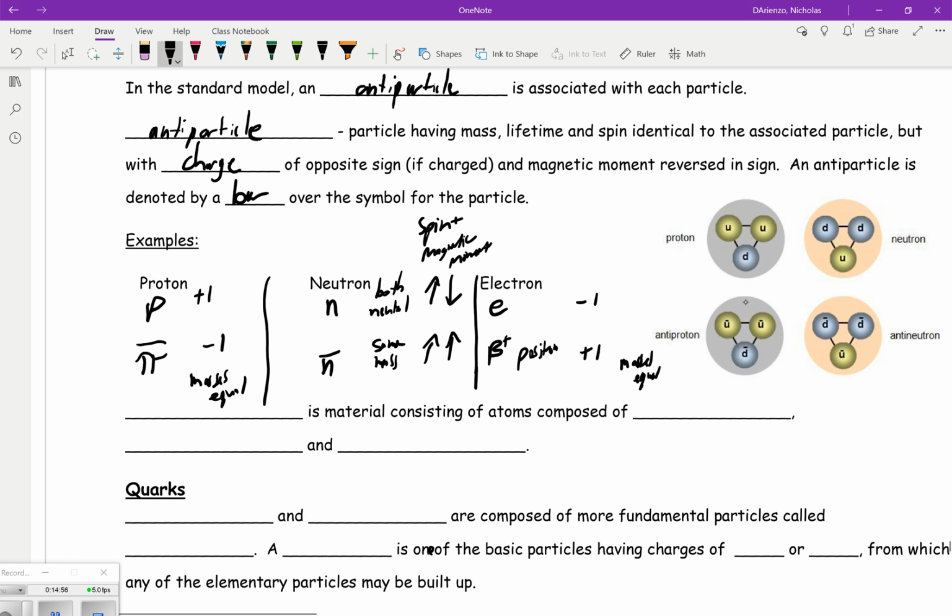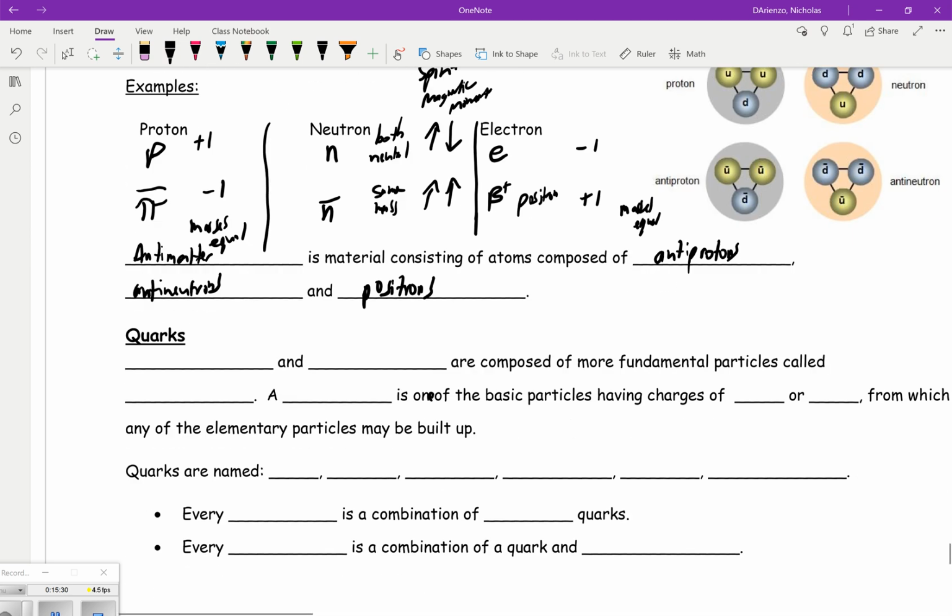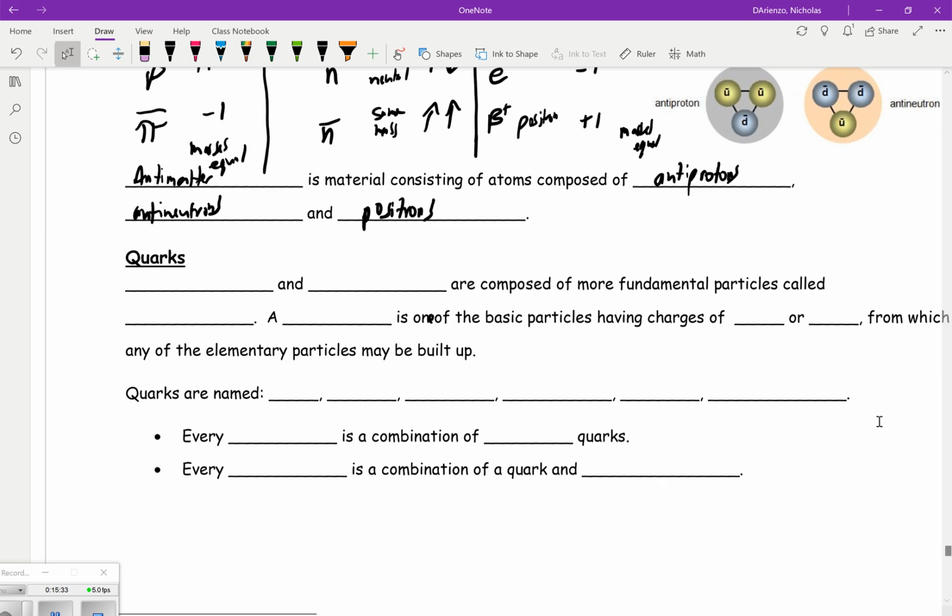Now, antimatter, we just talked about antiparticle, but antimatter, which we're hearing more and more about every day as we discover more about this model of physics. Antimatter is material consisting of atoms that are composed of antiparticles. So antiprotons, antineutrons, and positrons. So those are going to make up the antimatter that we know of.